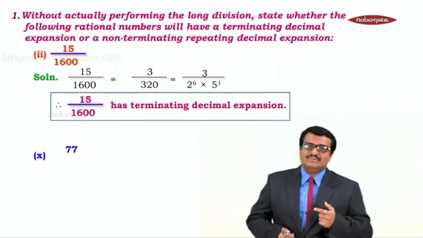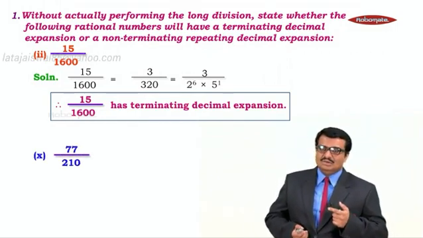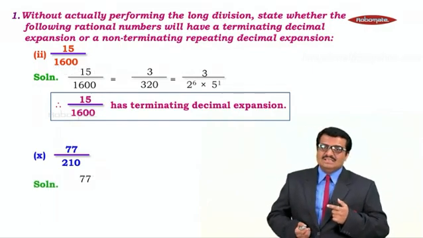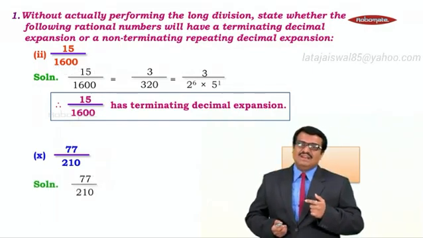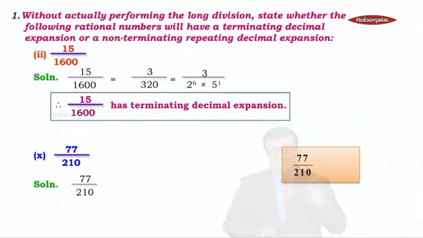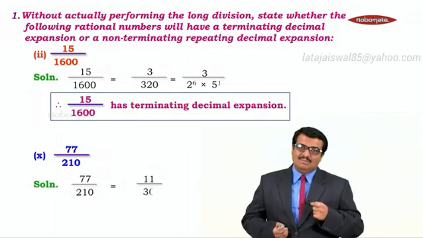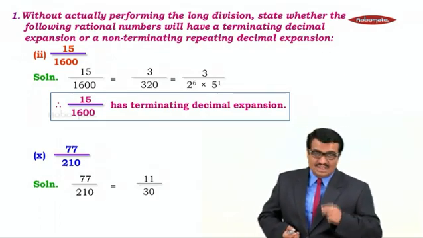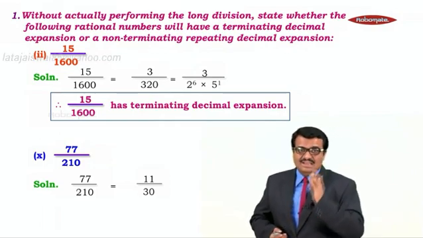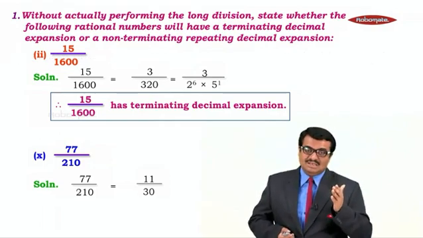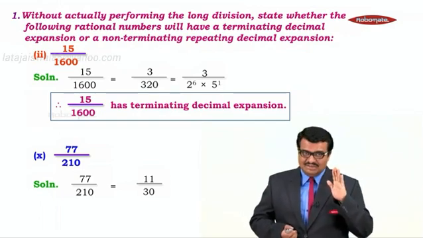The 10th question, it is 77 upon 210. Okay, 77 upon 210, what we can do? We can reduce it to some extent. 77 upon 210. 7 11s are 77 and 7 30s are 210. So 77 upon 210 is nothing but 11 upon 30. Now we have to check whether it has got a terminating decimal expansion or repeating decimal expansion, but without performing the long division. So how we will check?